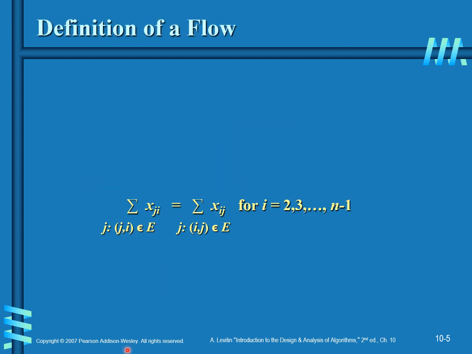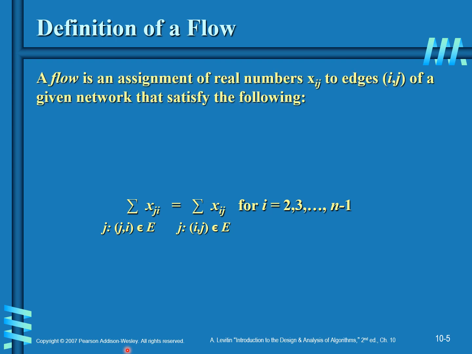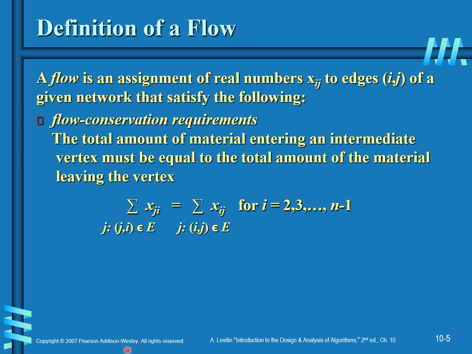Definition of a flow. Flow is an assignment of real numbers x_ij to edges (i, j) of a given network that satisfy the following. So you are assigning some real number on that edge (i, j), that we call x_ij. It's going to be one real number. There are some constraints on that flow. It has to satisfy flow conservation requirements.